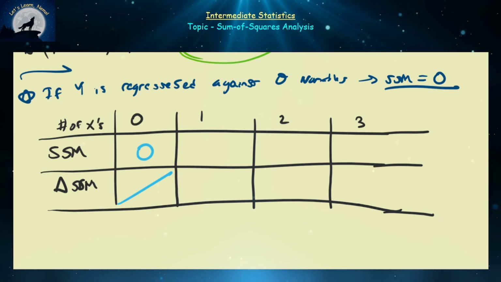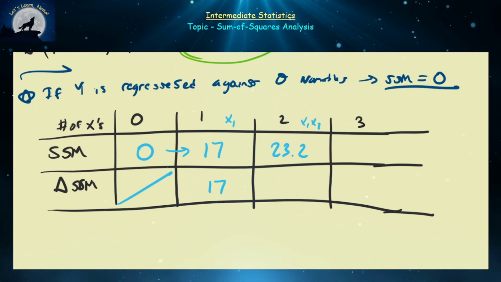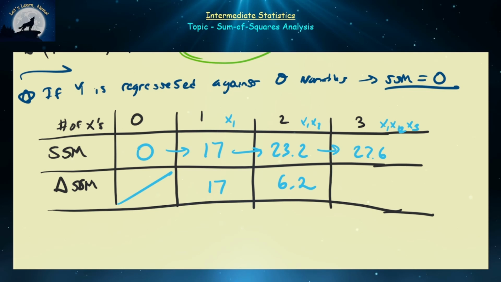And then for 1, in particular variable x1, we saw that the SSM went up to 17. So the change from 0 to 17 was equal to 17. And then for 2, we had 23.2, and again that's for x1 and x2. The difference from 17 to 23.2 is just 6.2. And then from 2 variables to 3 variables, which was x1, x2, and x3, our SSM increased to 27.6. And the difference between 23.2 and 27.6 is only 4.4.